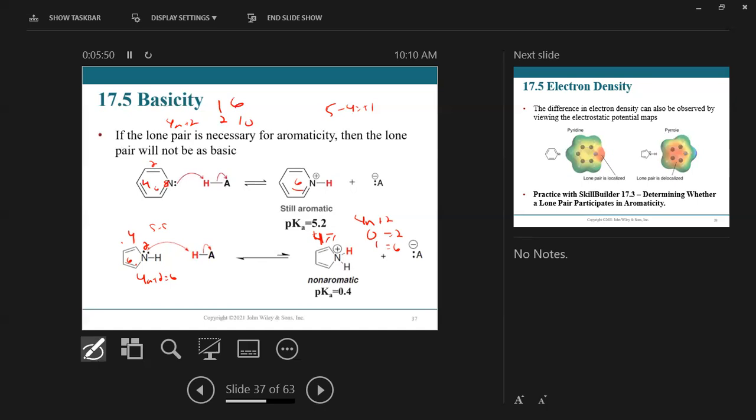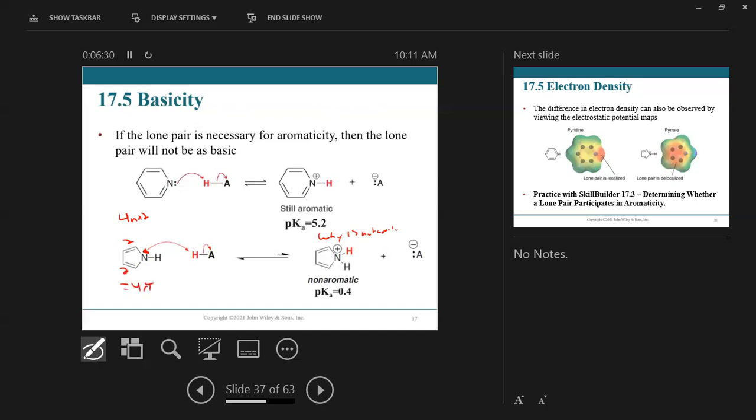Okay, so the question is, let me erase all this stuff. We're getting a lot of stuff on here. The question is, why is this one not aromatic? Well, it's aromatic in this case because, remember, if we just go by what this line says, it says if the lone pair is necessary. So is it necessary to satisfy the 4n plus 2 right here? Let's just say we don't include the lone pair. We have 2 pi electrons and we have 2 pi electrons here. That's a total of 4 pi electrons.